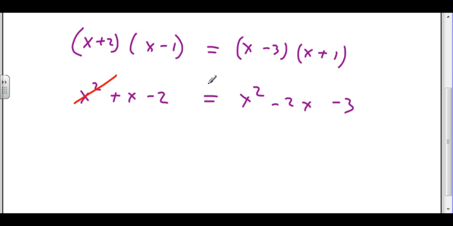Okay, the x squareds go away. Don't have to worry about them. I can have 3x is equal to minus 1. x is equal to minus 1/3.